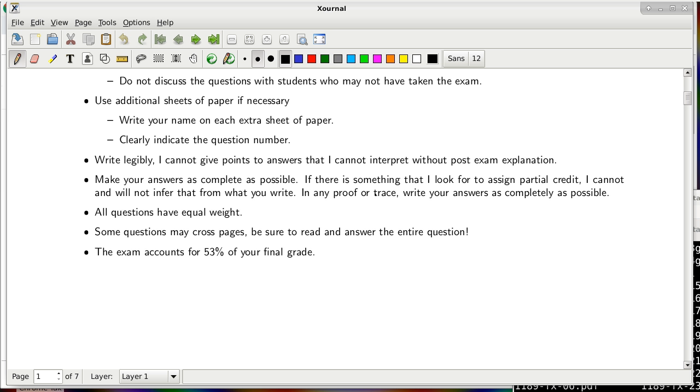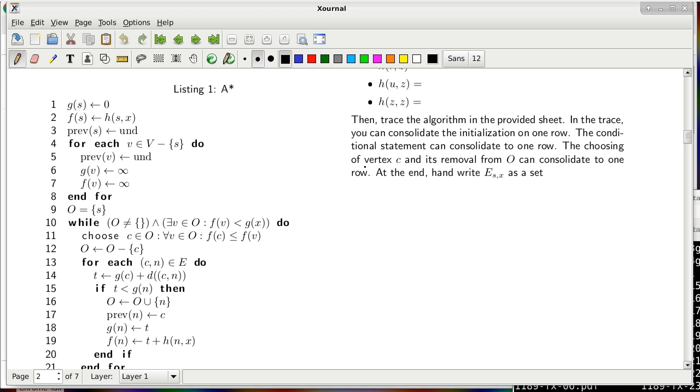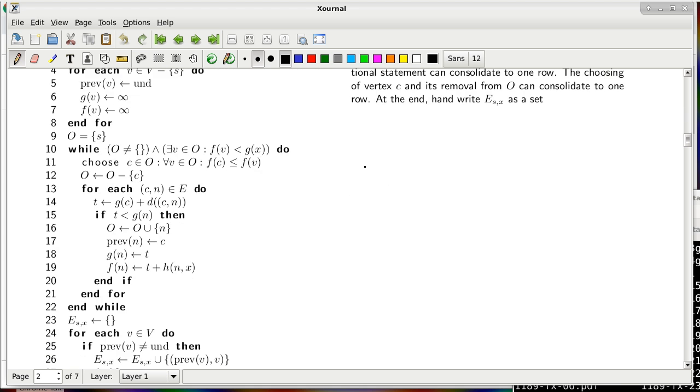All right, so that's just the usual stuff, nothing new. So question number 1 of 5. Certain questions use this double column format to save space. This one is using the A-star algorithm, and the A-star algorithm is provided here. Whatever algorithm you'll be tested on, I will provide it, even though it may be identical to the one in the textbook. It will be a shorter version, so you don't have to read all the explanation and whatnot. So this is the A-star algorithm, compacted a little bit.